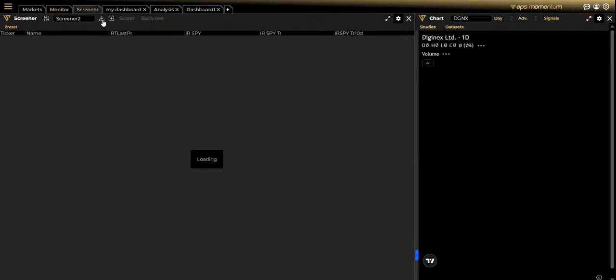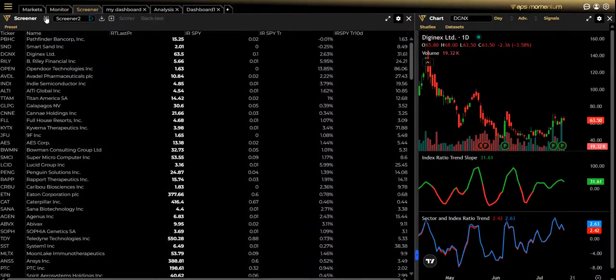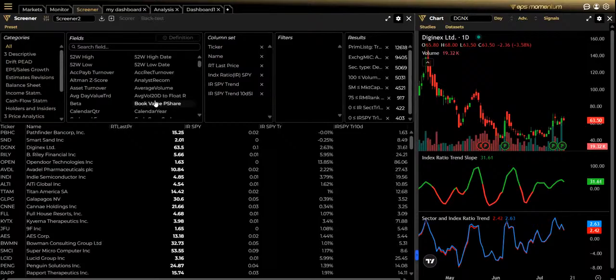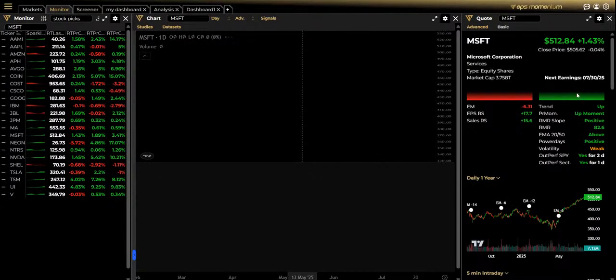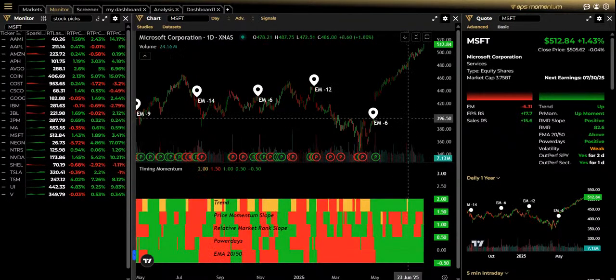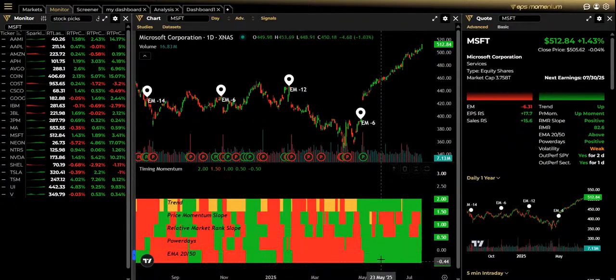All of these indicators and filters, you can go in the screener and filter for it. From the power days to the RMR, you just filter on it, and then you can get the stocks that have like a green shoot here in an easy fashion.